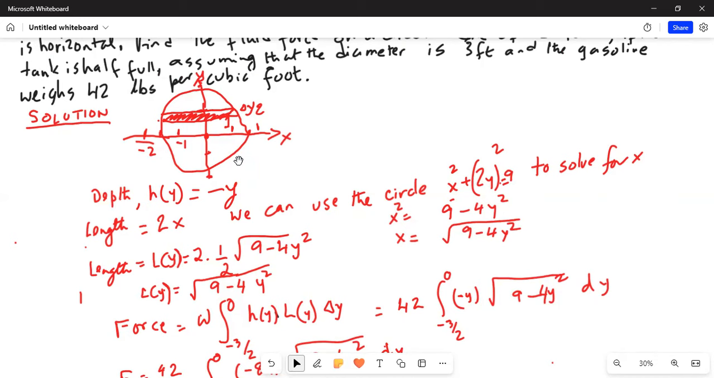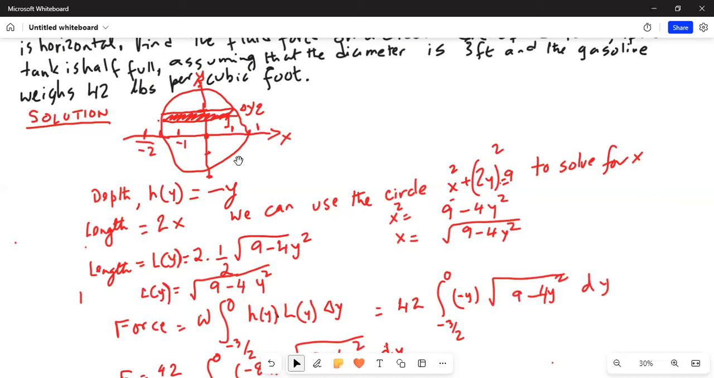We can use the circle x squared plus 2y squared. Now the question is why it is 2y? Because you have the top and the bottom of the cylinder. Y is measured from the origin, so it is 2y squared equal to 9. And you solve for x squared equal to 9 minus 4y squared, or x is the square root of 9 minus 4y squared.